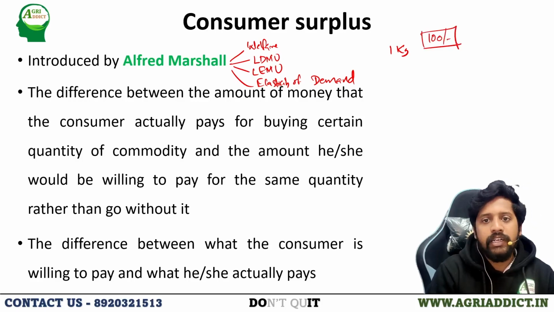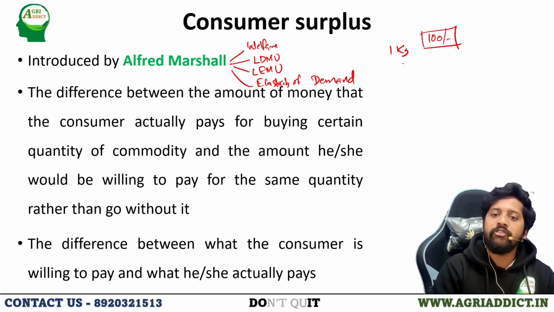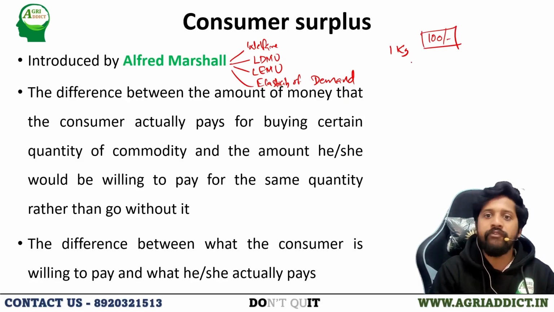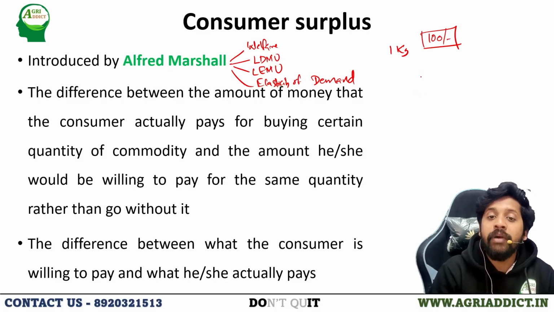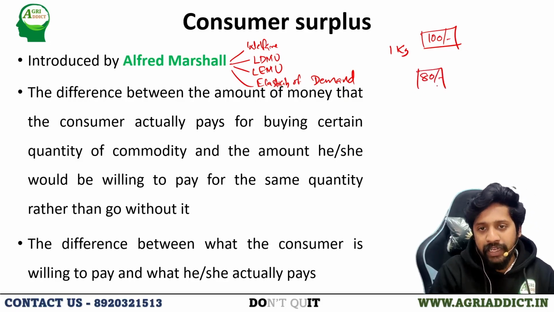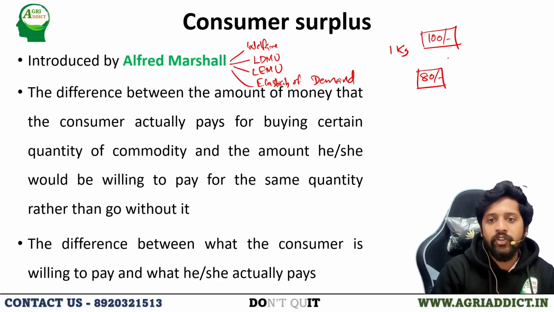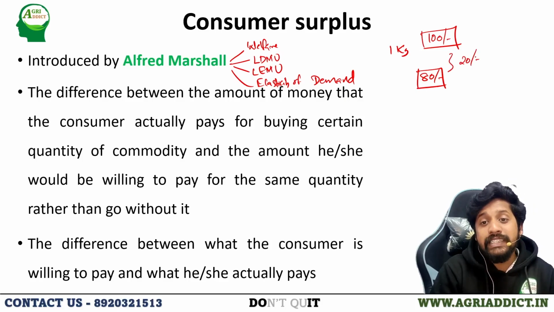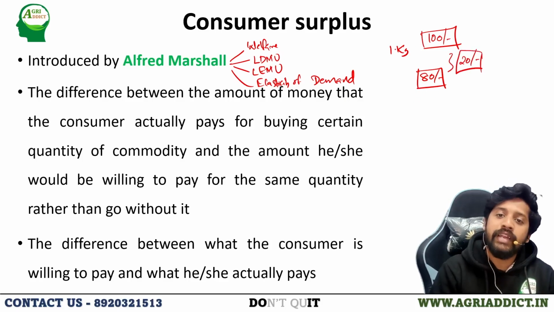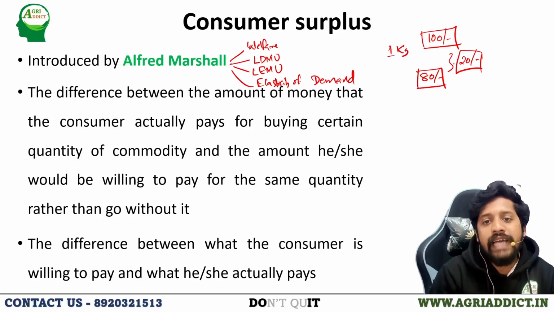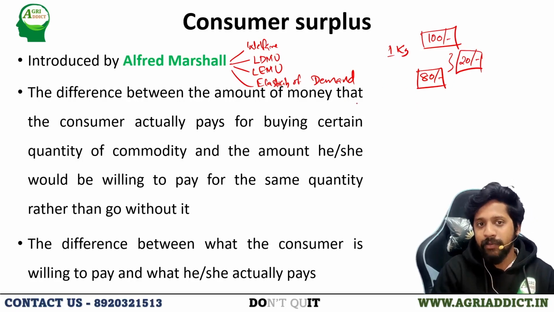I am ready to purchase 1 kg of mango at 100 rupees. So I am willing to pay 100 rupees. But when I went to the market, I came to realize that the market price is just 80 rupees per kg of mango. So I was willing to pay 100 rupees, and for 1 kg of mango, I had to pay only 80 rupees. So 20 rupees extra I was ready to pay to grab this 1 kg of mango, right? So that difference can be considered as consumer surplus.